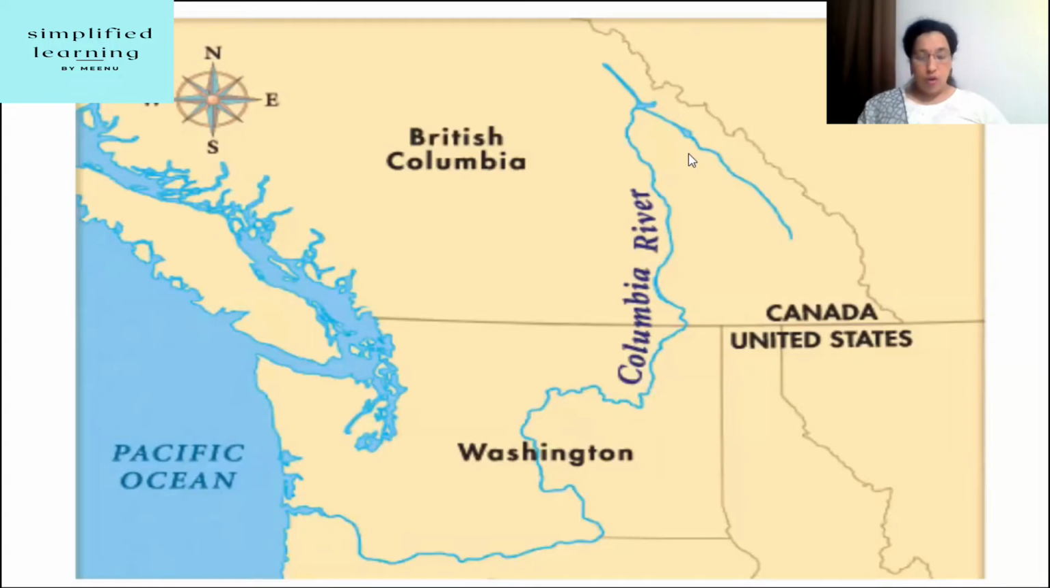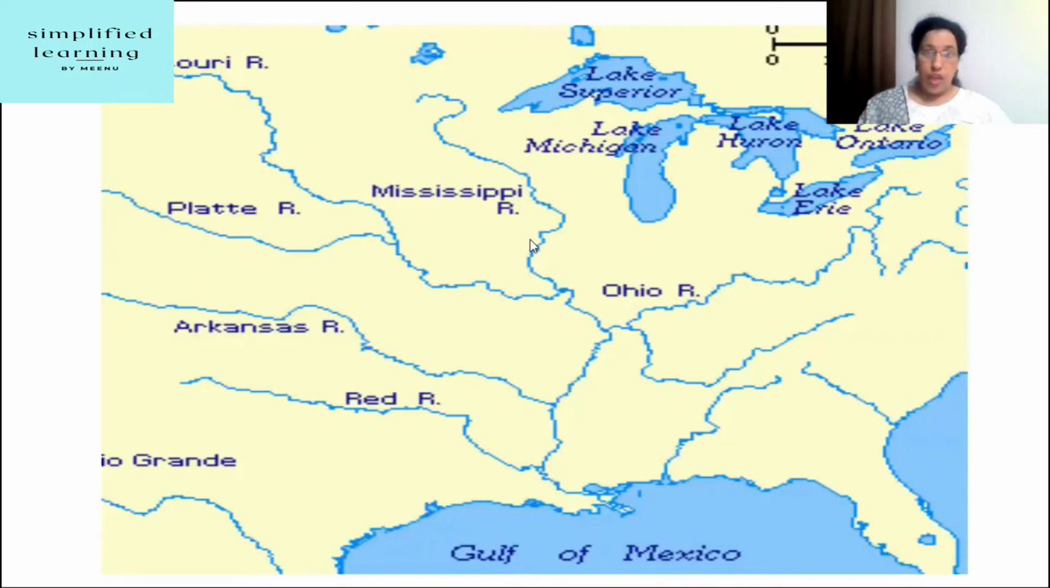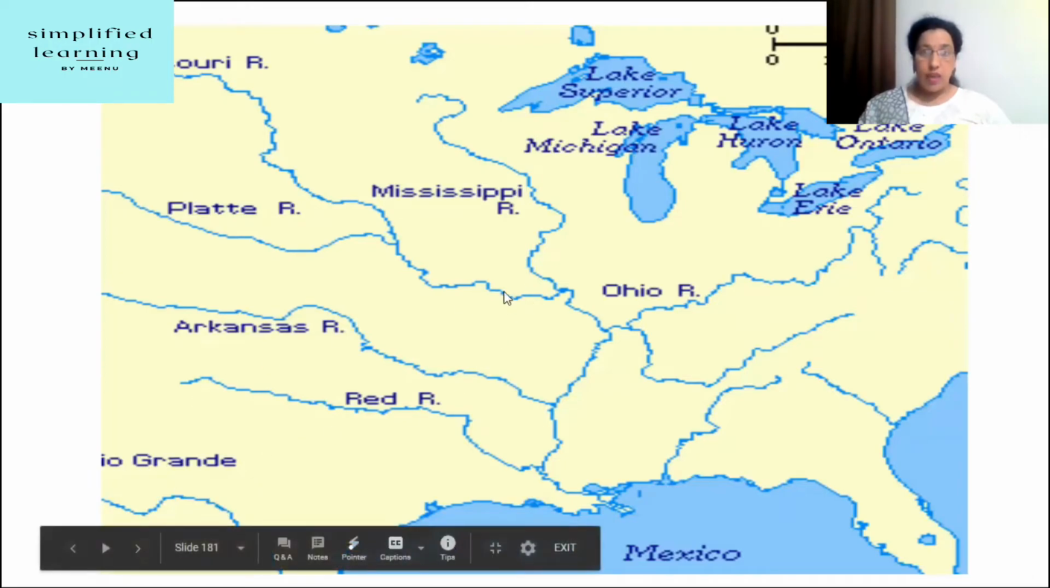Now let's talk about the rivers which are draining south and southeastwards into the Gulf of Mexico. The Mississippi River is the second longest river in North America, flowing to the Gulf of Mexico. You can easily see here the rivers Mississippi and Missouri, and their tributaries like the Arkansas, then Ohio, then Tennessee and Rio Grande. Clear? These are the tributaries of the Mississippi.